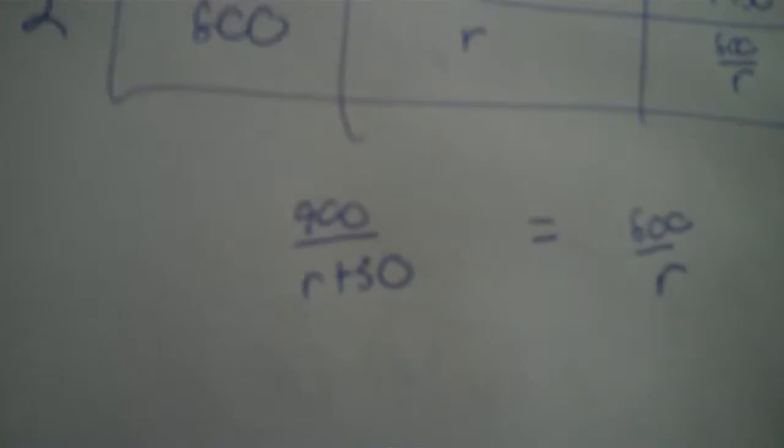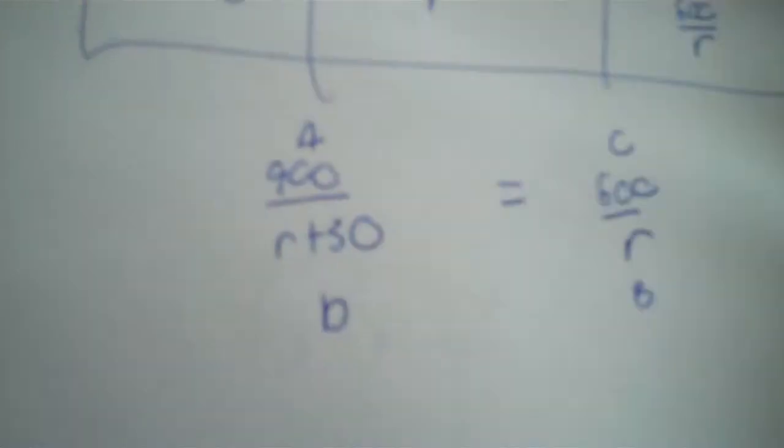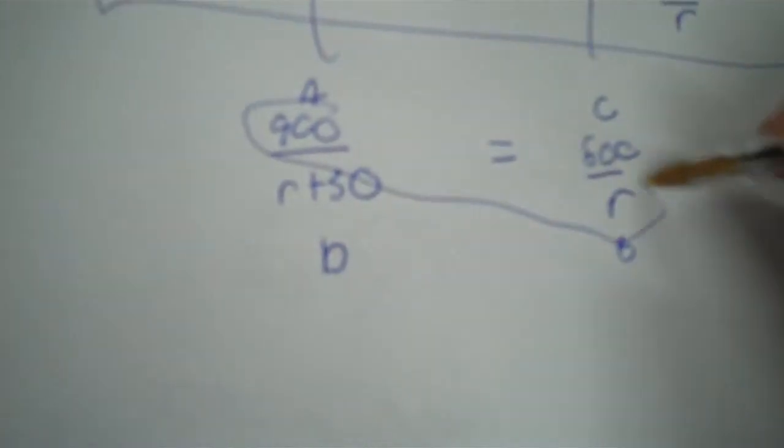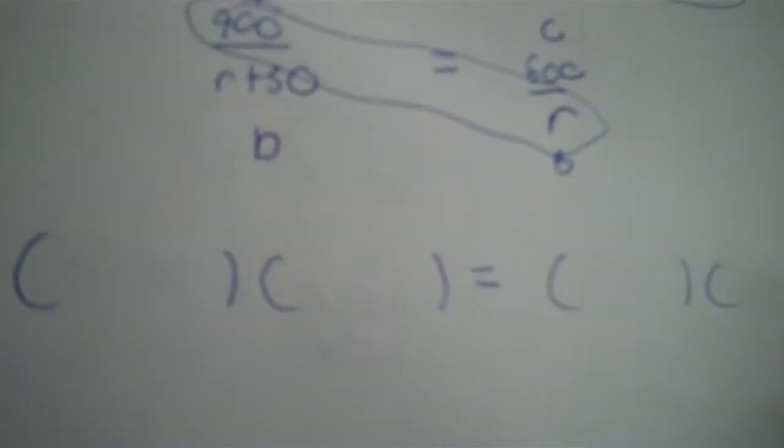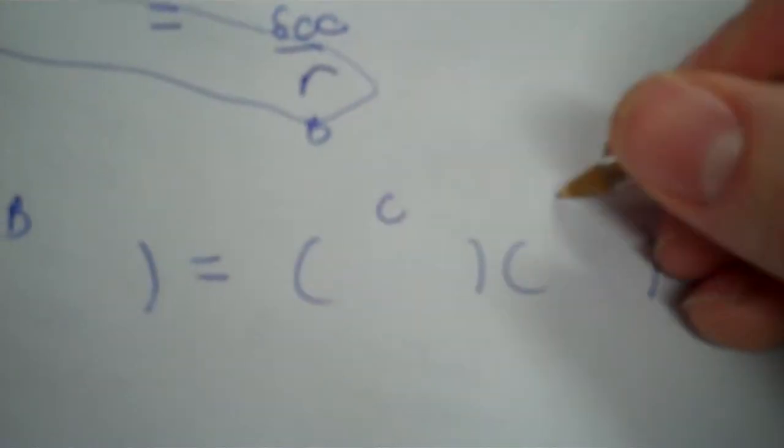So A, B, C, D. A times B is equal to C times D every time. When you have an equals and there's one ratio on each side, the cross products in the proportion are always equal. So the A is 900, the B is the variable R, C is 800, and the D is the variable R plus 30.